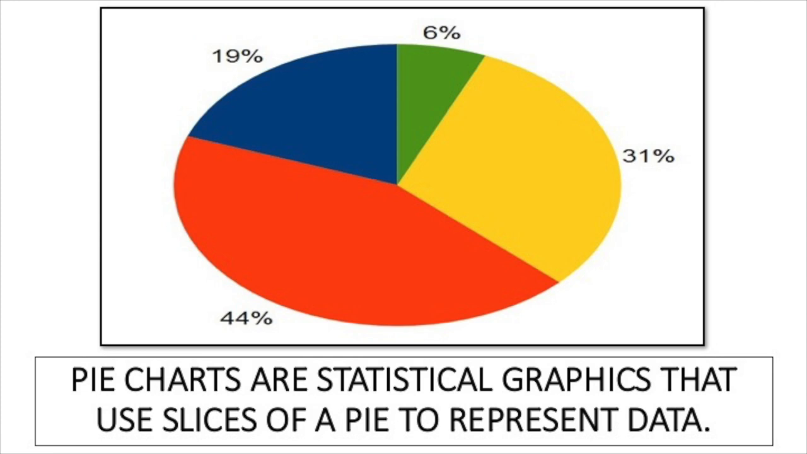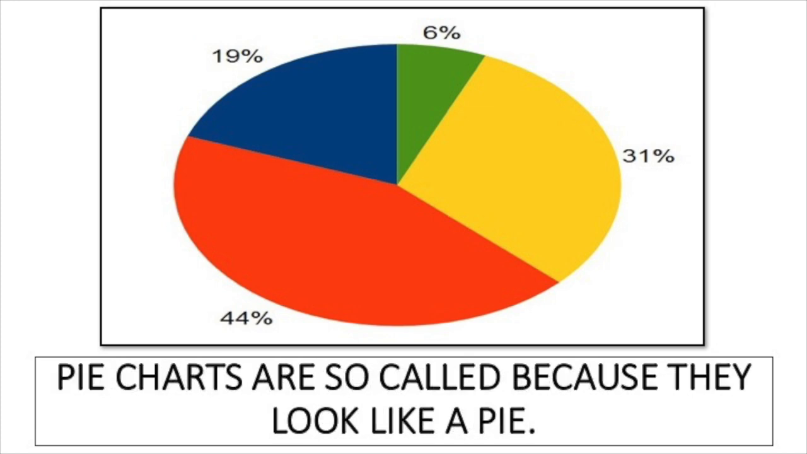Pie charts are statistical graphics that use slices of a pie to represent data. Yes, and data is another word for numbers or figures. So like bar charts can represent data through bars, pie charts represent data through different size slices. Pie charts are so called because they look like a pie, as we've already seen.